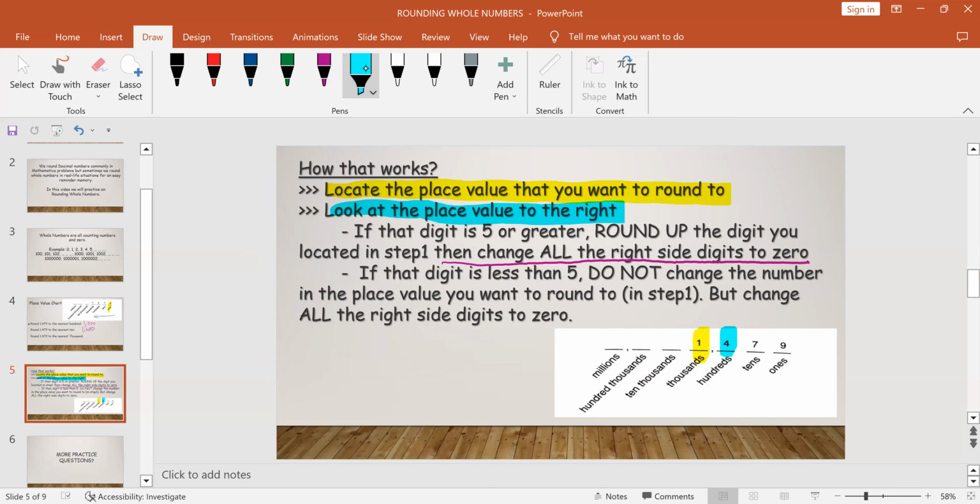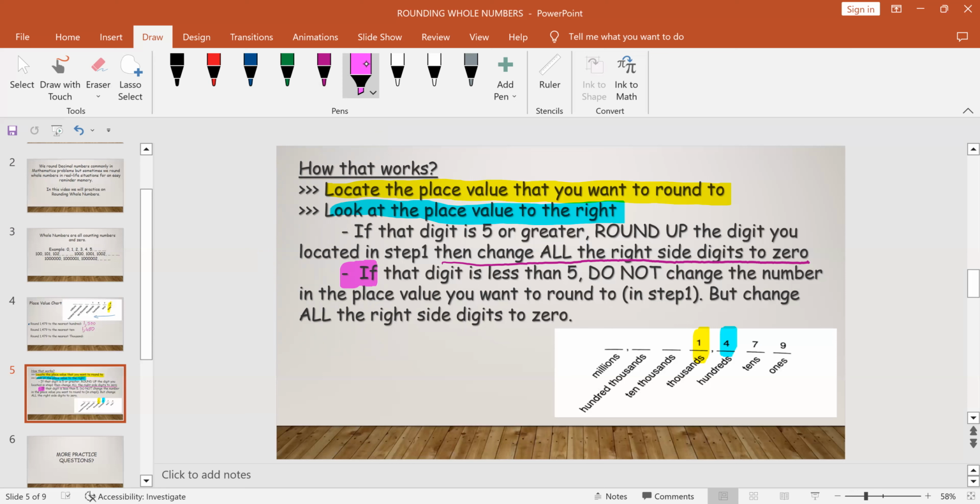Now the question is: is 4 five or greater? No. So that means what? Let's go here. We're going to check this condition now. If that digit is less than 5, which is the case here, 4 is less than 5, do not change the number in the place value you want to round to, which is in step 1.